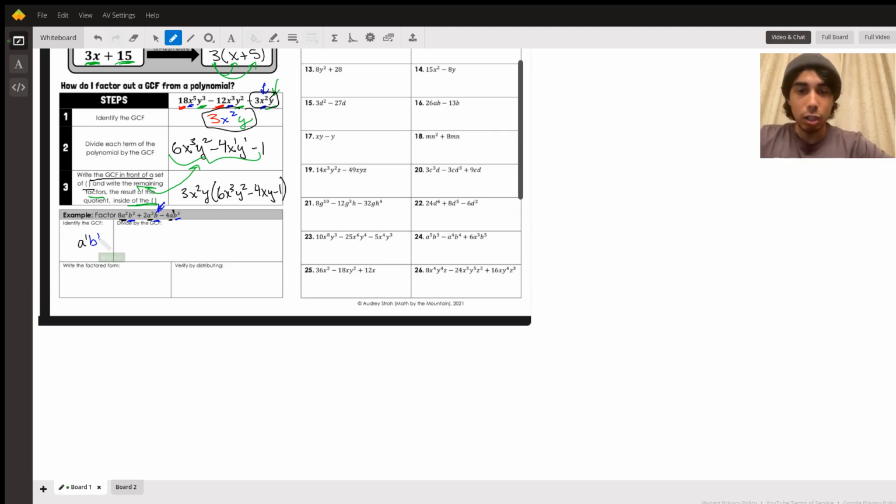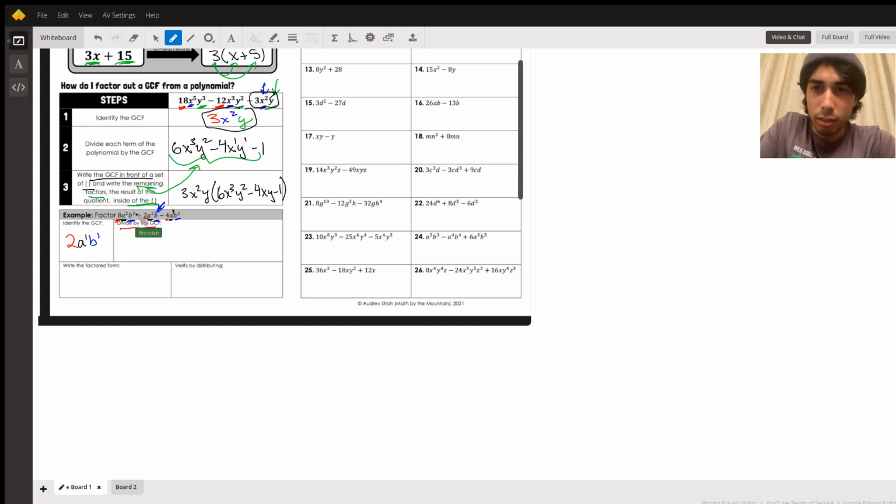And then finally, we're looking at the numbers. So we got an 8, we got a 2, and we got a 4. So we're going to look for the largest number that goes into 8, 2, and 4. And that number is 2, right? The largest number that goes into 8, 2, and 4 is going to be 2. All right, the next thing, divide each term by the greatest common factor.